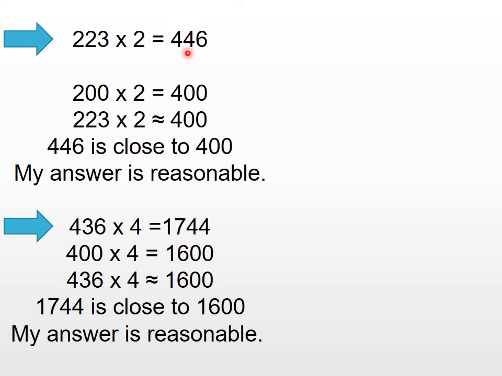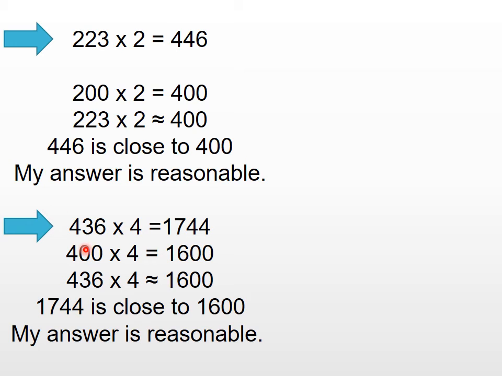So how would I show that my answer is reasonable? First, find out your answer. Then check which number your bigger number is close to, and find the answer using that number. If your original answer is close to your approximate answer, that means your answer is reasonable. You can see the sign here. This means approximation: your answer is not exactly this. 223 multiplied by 2 is not 400, but it is very close to 400. So this is the approximation sign.